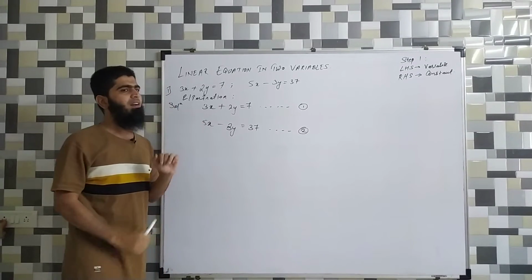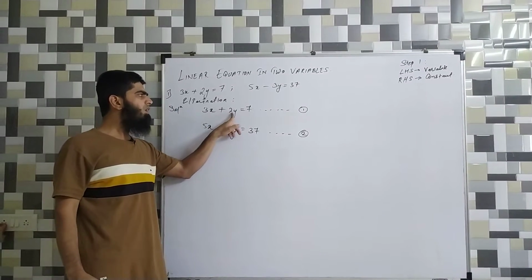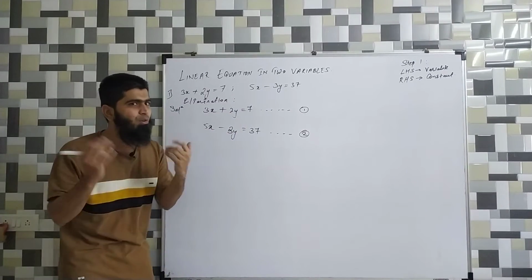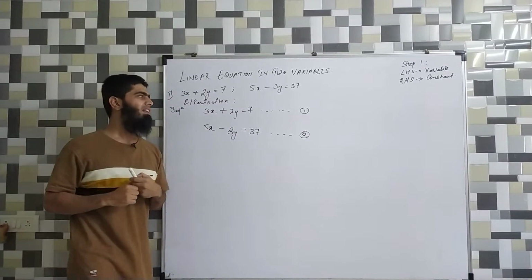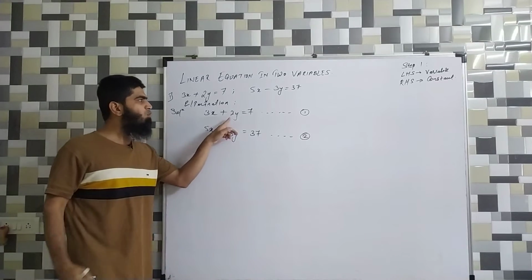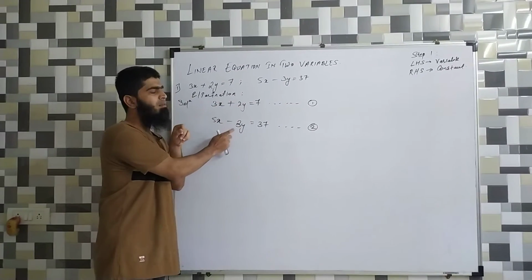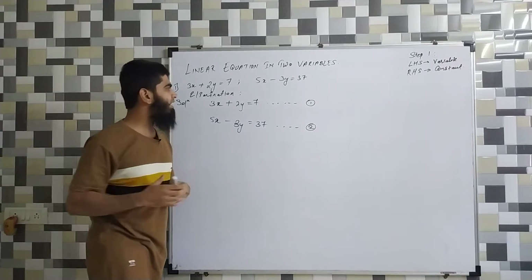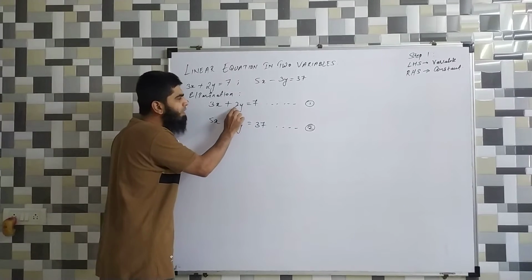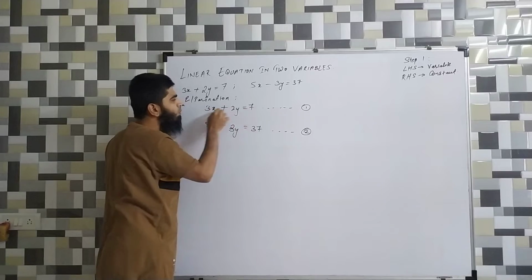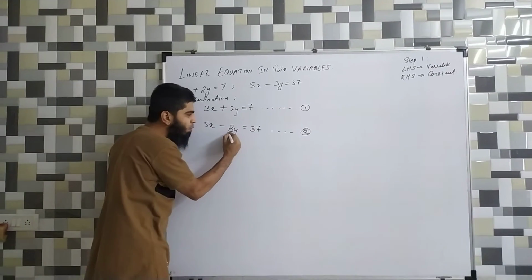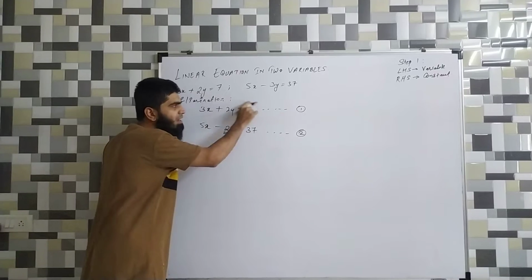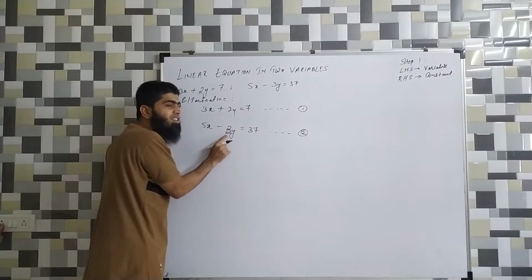Okay beta, first pay attention to this. We will try to make the coefficient of y equal. How to do that? Can anyone guess, beta? How to make this 2 equal to this number, both should be equal. Yeah, very good. We can multiply the entire equation 1 by this coefficient 3. Listen carefully.